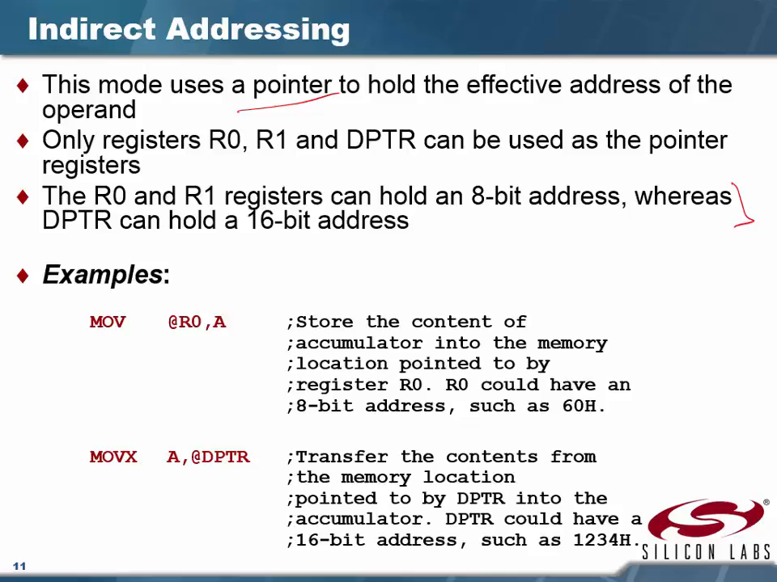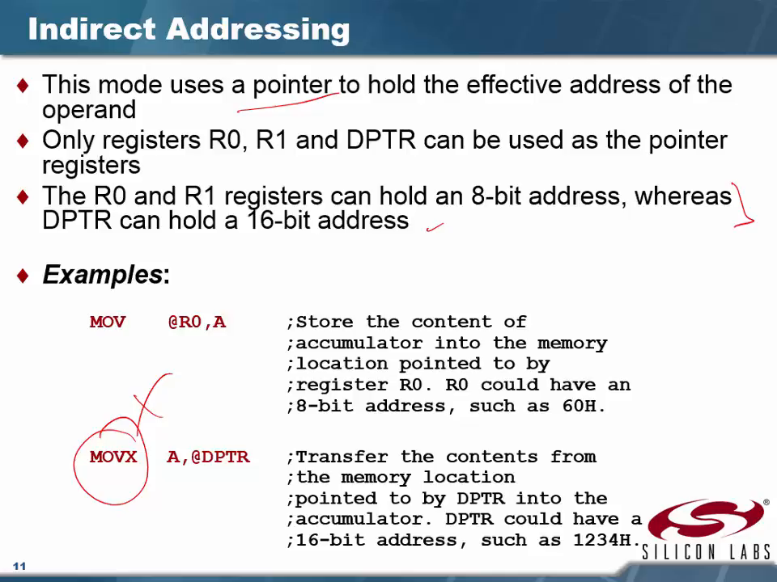256, right? Which should be enough. The data pointer can hold a 16-bit address. So typically, that's what you would use. Now, notice there's something different about this command. You might see what's different. There's an X there. That X means that it's looking at external memory.